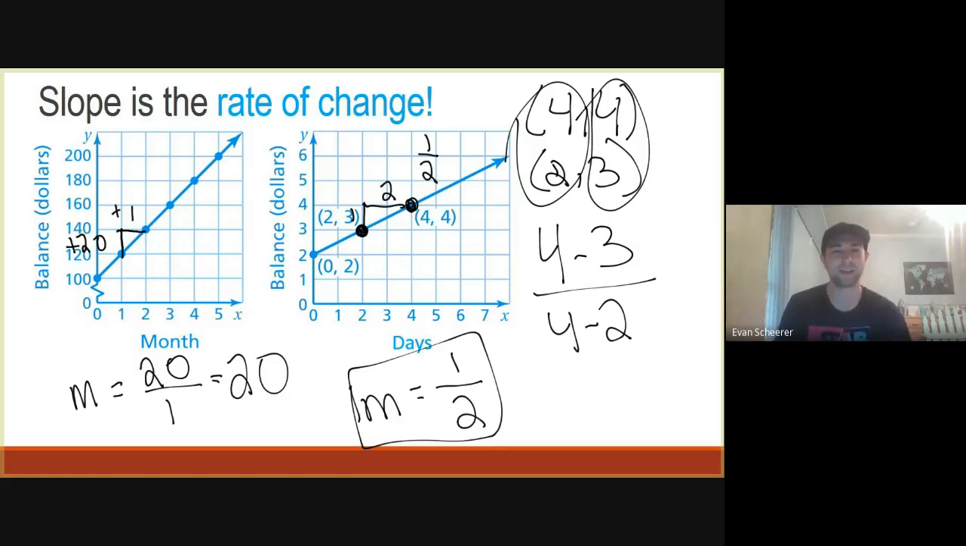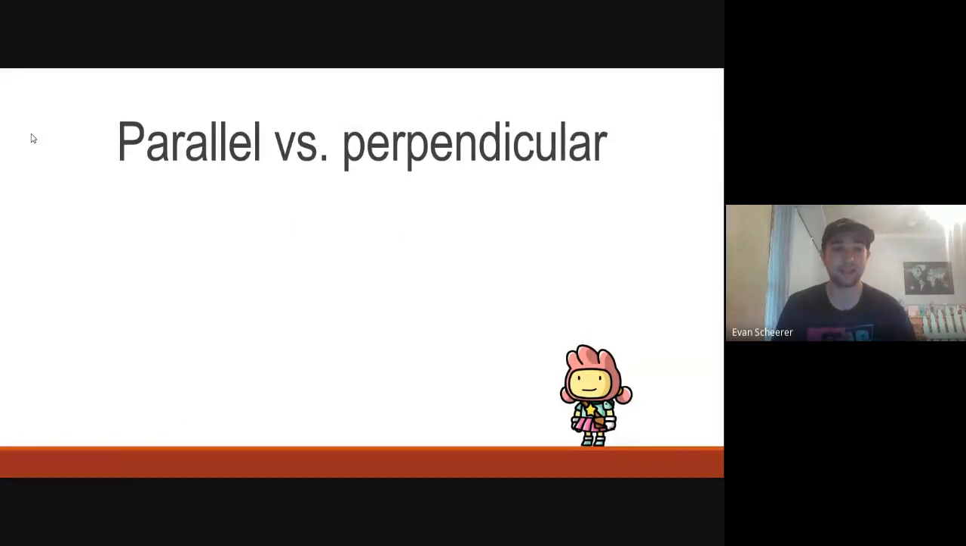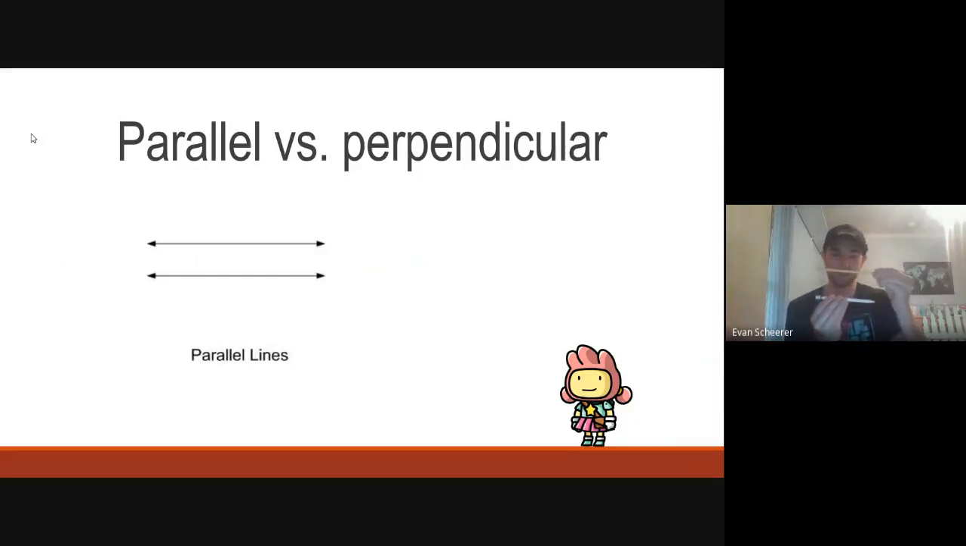We're just identifying whether or not 2 different lines on the same graph are parallel or perpendicular. All right, so looking at the next slide, we need to first see what parallel versus perpendicular looks like. Notice parallel lines, horizontal, vertical, it doesn't matter, but they are basically the same line, just in a different position. They're facing the same way. So parallel, parallel, parallel, not parallel.